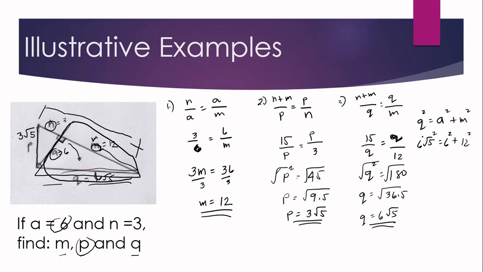6 squared, this is squared. You are going to square it. Distribute, we have 6 squared, that is 36, times 5. 6 squared is 36, and then 12 squared is 144. 36 times 5, yes, that is 180. 36 plus 144, yes, it is also 180. So that is how we are going to solve right triangle similarity theorem.